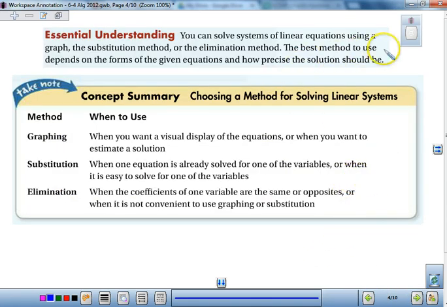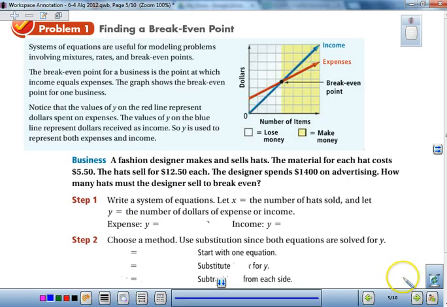It says, can you solve linear systems using a graph, substitution, and elimination? The best method to use depends on the form of the given equation and how precise the solution should be. Graphing, we can use for a visual display when you want to estimate a solution. Substitution is when one equation is already solved for a variable and it's easy to solve. Elimination is when the coefficients of one variable are the same or opposites, or when it's not convenient to use graphing or substitution. So a lot of times elimination works well for many different systems.